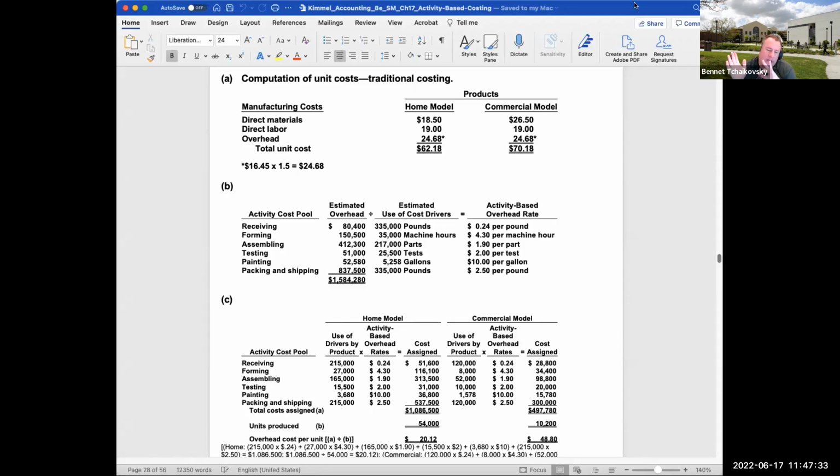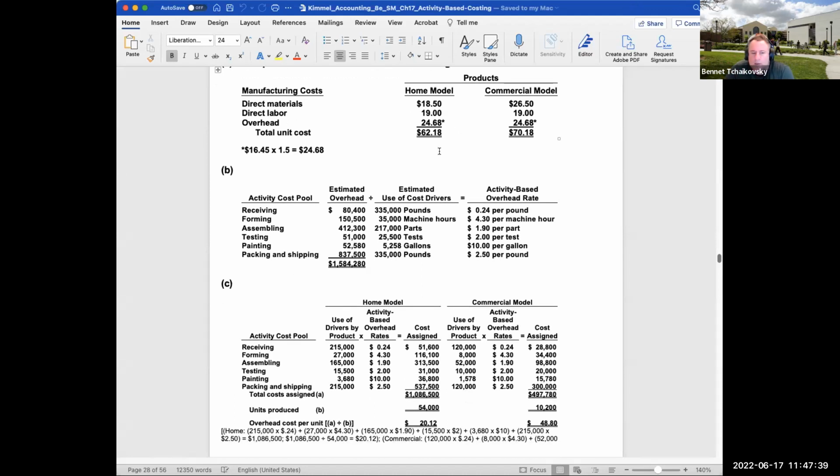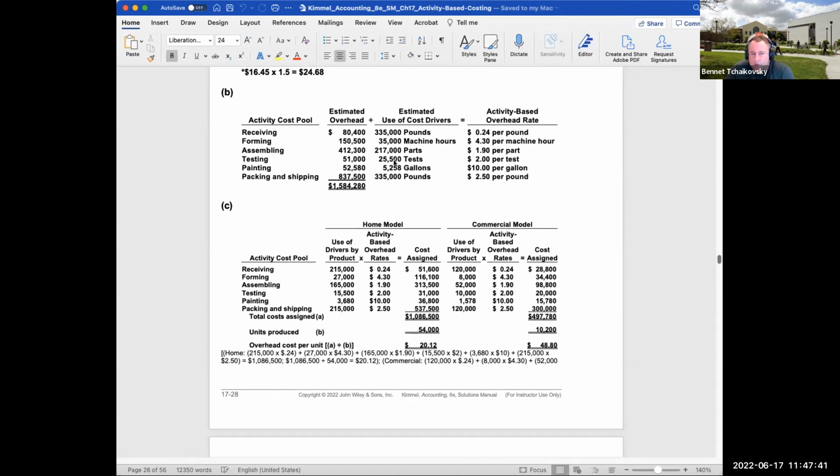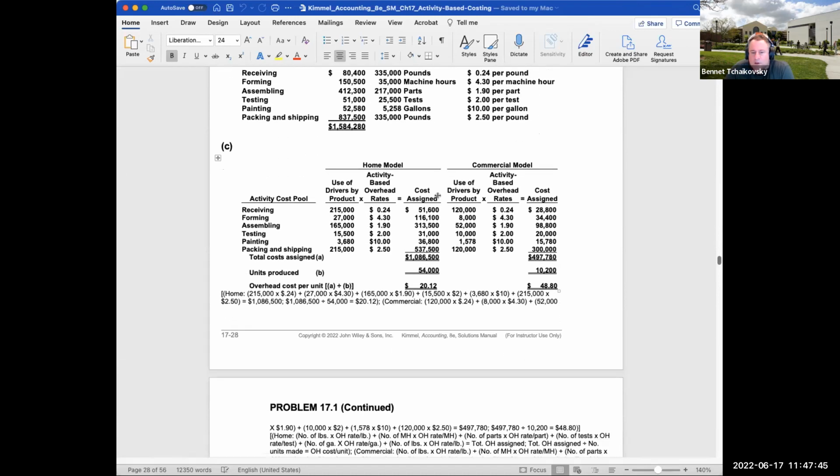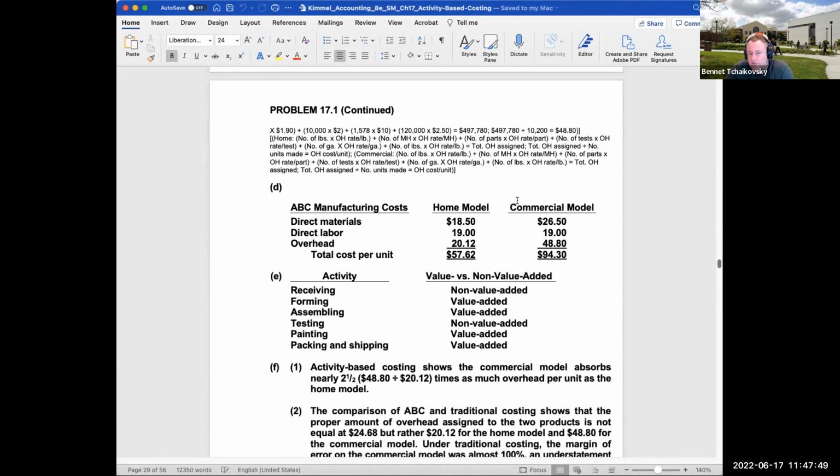So again, here is basically how they're going through and doing it. They're coming up with the 2468. Over here, this is how they're going through and coming up with the rate. And then over here is the allocation. So essentially that is what we've just gone through and done.